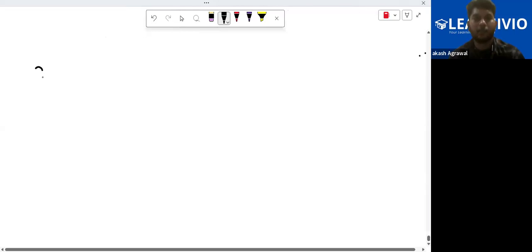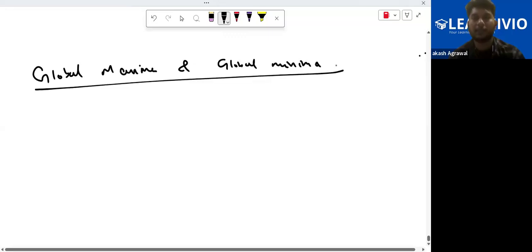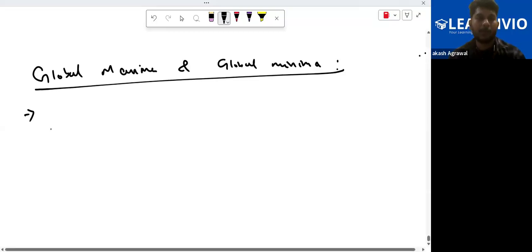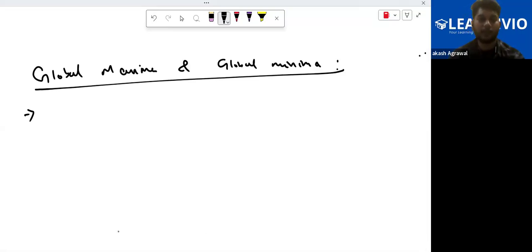Maxima and minima. Global maxima and global minima. Remember, if someone says find maxima and minima, they are talking about global maxima and global minima. Okay. That in the larger picture, in the complete function, which is the maximum value, which is the minimum value. So remember, it will always be in a given range. If you have to find the maximum and minimum value, that must be in a given range. It cannot be from infinite to infinite.